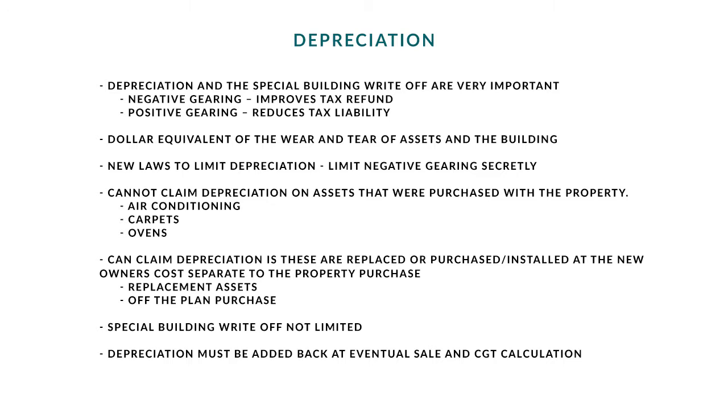Essentially, depreciation is the dollar equivalent of the wear and tear of assets and the building itself. Recently, new laws have been introduced to limit depreciation. The new laws mean that you cannot claim depreciation on assets that were purchased with the property. Air conditioning, carpets, and ovens are an example of this, which may have been used by the owner that previously had the property before you purchased it.